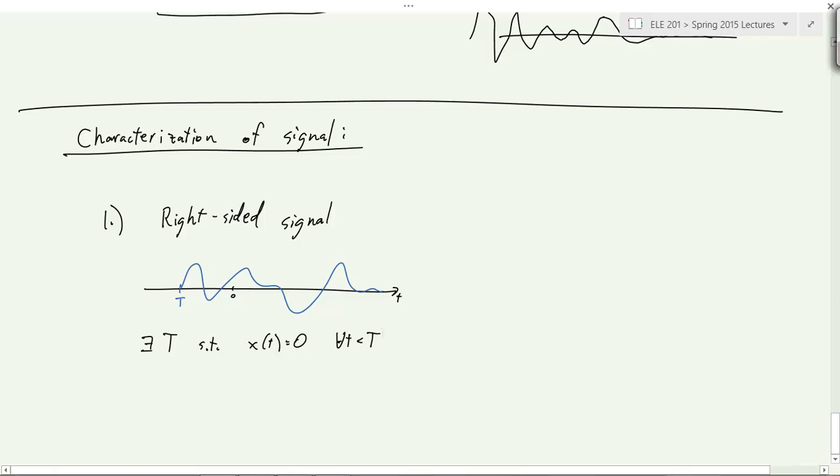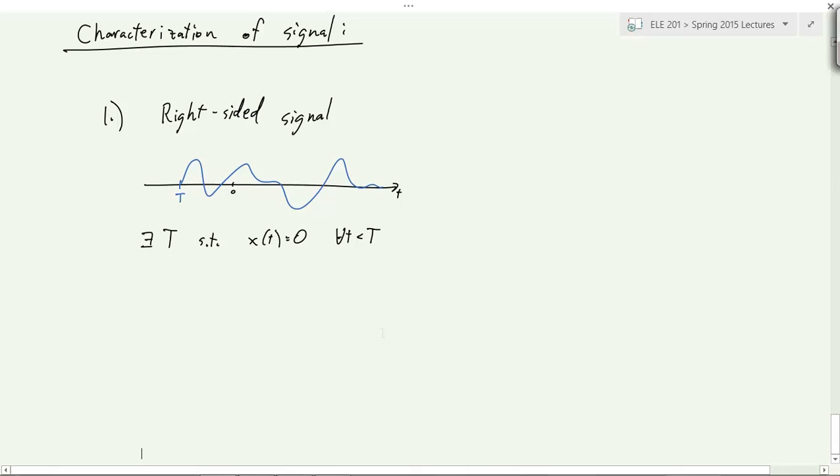Now, this is the common way such a signal would be named. It would be called a right-sided signal. However, notice that the feature that makes it right-sided is actually that to the left it's 0. The right-sided signal is defined by saying that to the left of some point you're 0. You'll see that this conventional naming is sometimes a little weird. So left-sided is exactly the opposite. That's easy. It just means that there exists some T such that x of t is 0 for all t greater than that point.